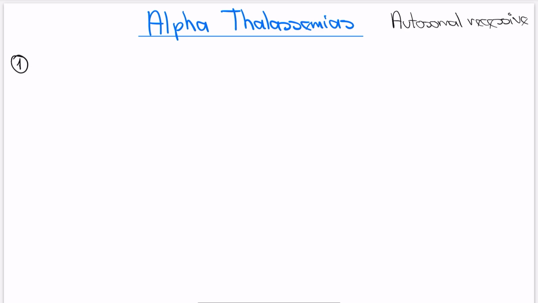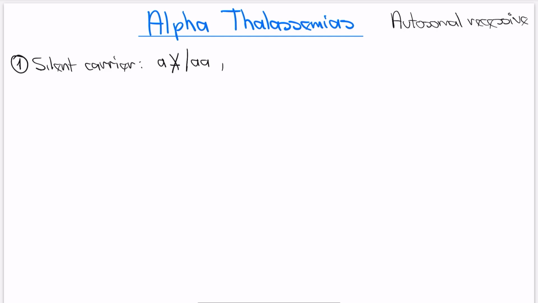Now, let me give you a first example. We have something called a silent carrier. And the silent carrier has only one of the 4 genes affected by alpha-thalassemia. So, for example, you may have a description something like this, will be A minus AA. And what this means is that you have one affected gene while the other 3 are normal.